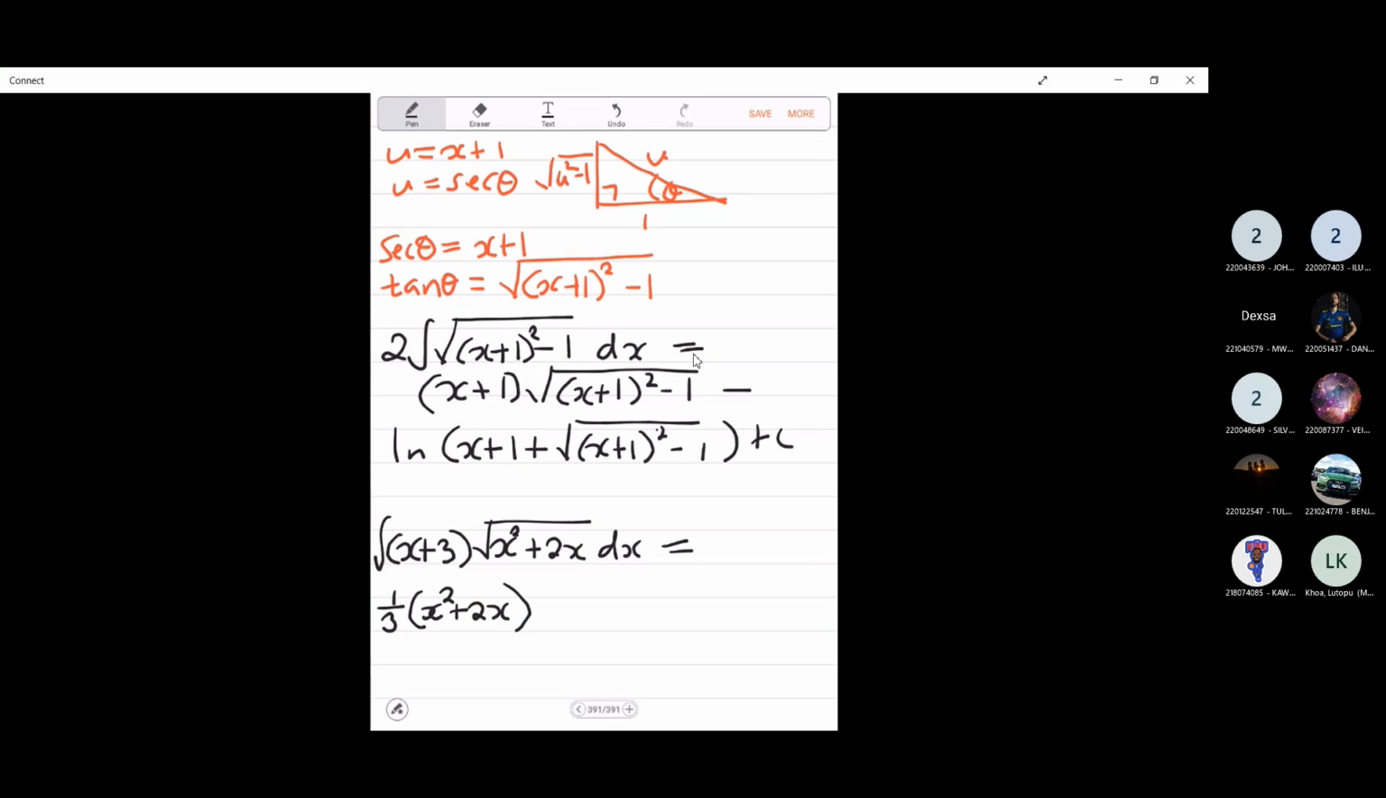It had a constant, but that constant we will just add to that one. Then the second integral, which is all of this. So we have x plus 1 times the square root of x plus 1 squared minus 1, and then minus ln of x plus 1 plus the square root of x plus 1 squared minus 1. And then we add our constant of integration. And then you are done.